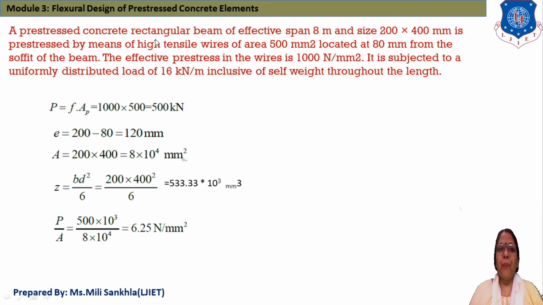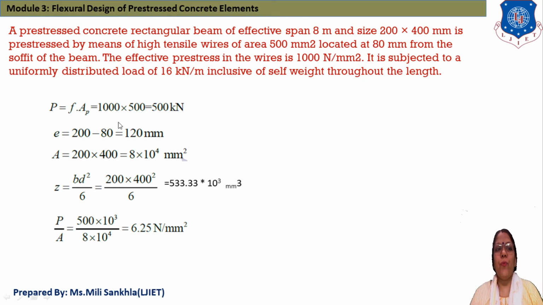A prestressed concrete rectangular beam of effective span 8 meter and size 200 mm by 400 mm is prestressed by means of high tensile wire of area 500 mm square located at 80 mm from the soffit of the beam, that means the bottom of the beam. The effective prestress in the wire is 1000 Newton per mm square and it is subjected to a uniformly distributed load of 16 kilonewton per meter inclusive of self-weight throughout the length.